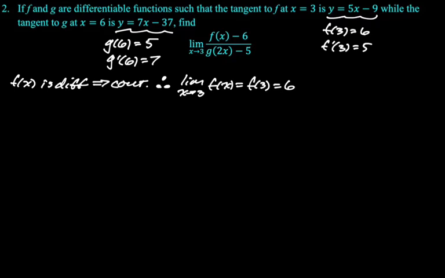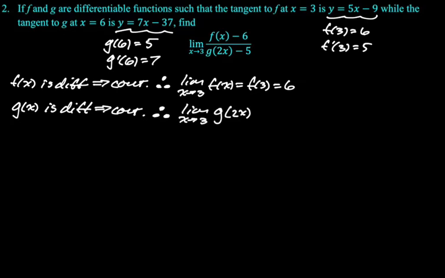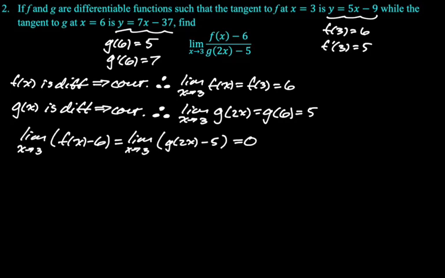I'm going to do the same thing for g, but I'm doing it for the limit as x approaches 3, but it's going to become g of 6, right? So g is differentiable, which means continuous. Therefore, the limit as x approaches 3 of g of 2x is equal to g of 2 times 3, g of 6, which we just said was 5. This is what allows us to say that the limit of the numerator and denominator are both equal to 0. So I'm going to write that, which means that we're allowed to use L'Hopital's.